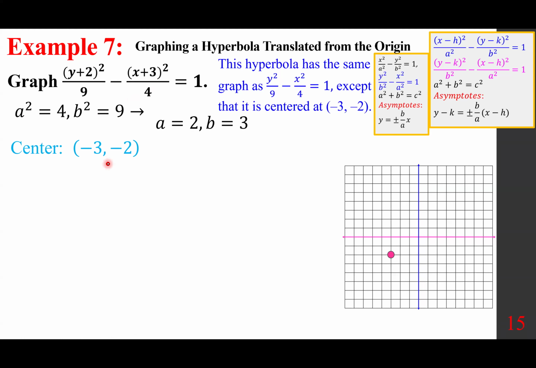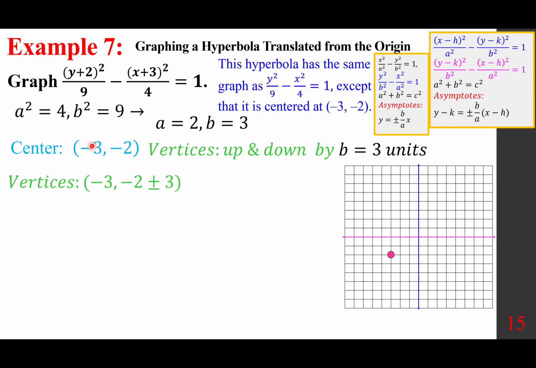So the vertices: because this one has a positive coefficient, the vertices are up and down by b, or 3 units. So take this up and down. That means negative 2, add and subtract 3. The x coordinate doesn't change. The y coordinate becomes negative 2 minus 3, which is negative 5, and negative 2 plus 3, which is positive 1. So it's pretty straightforward. Those are the two pairs.